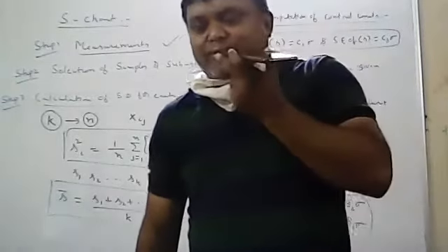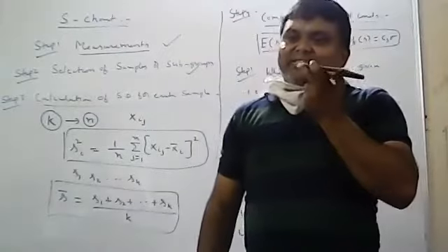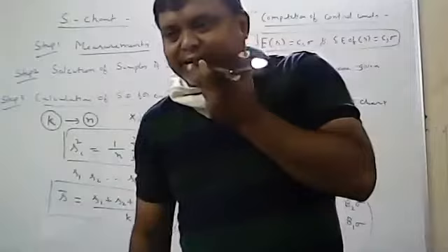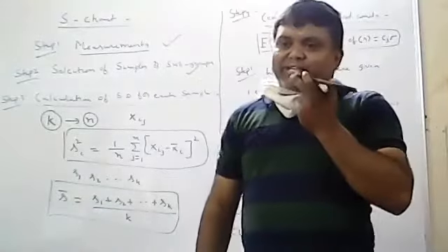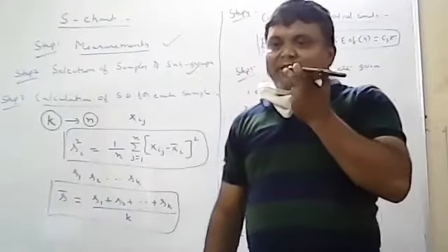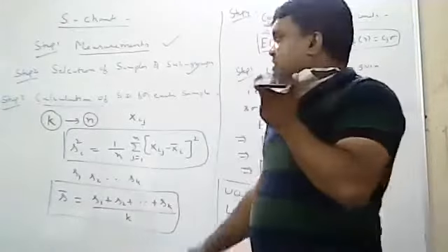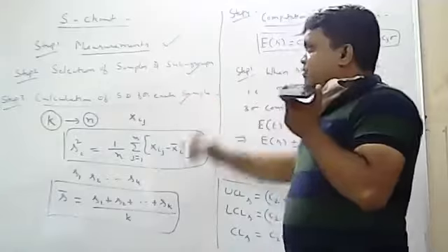What is the second point? Maximum variation is allowed between the samples or subgroups. What is the third one? Don't take the samples or subgroups at equal intervals of time. These are the 3 factors you have to consider when selecting the samples or subgroups. Okay. And then the third point, what is the third point?